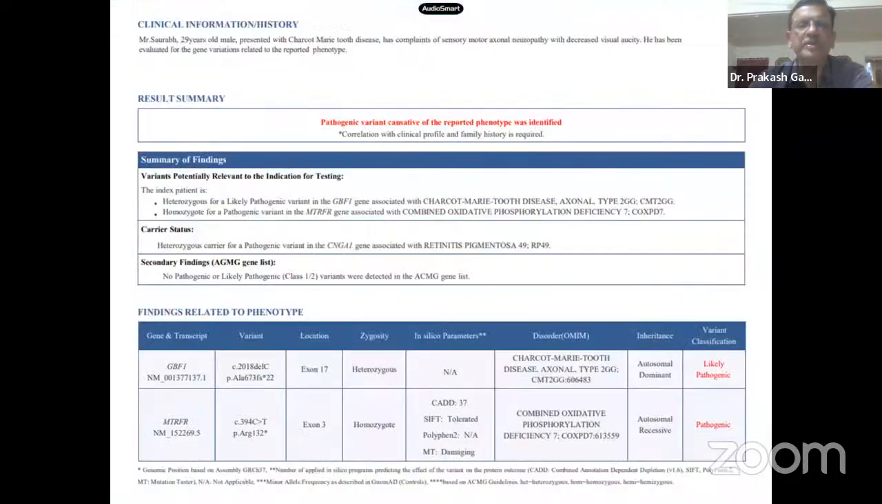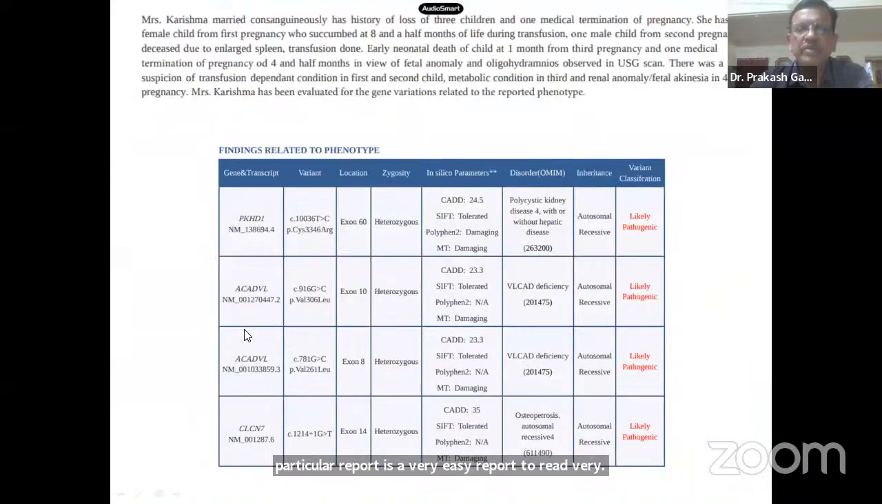So we talked about this, and this is the sort of report that you will get here. So a pathogenic variant, positive for the reported phenotype, was identified in this particular patient. You can see these two changes were identified again. So this particular report is a very easy report to read, very good report to have, because you don't have any further headaches. Sometimes you may have this particular, because this is a pre-symptomatic screening. No, I think this is not pre-symptomatic. Previous children were affected with different phenotypes, different clinical conditions, and consanguineous marriage was there.